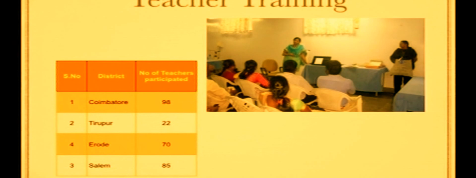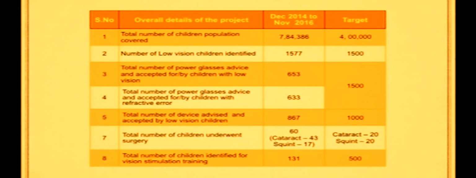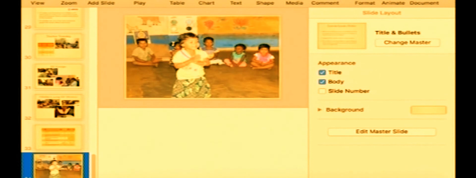We achieved these targets by training the Sarva Shiksha Abhiyan teachers in all the local areas, and organized a lot of camps, and the teachers were very cooperative, and the children actually started using the devices in school and improved their performance. In the 2-year period, we could screen almost 8 lakh children and identified around 1577 children and prescribed glasses and devices. So that's a way to go forward for community low vision care also.